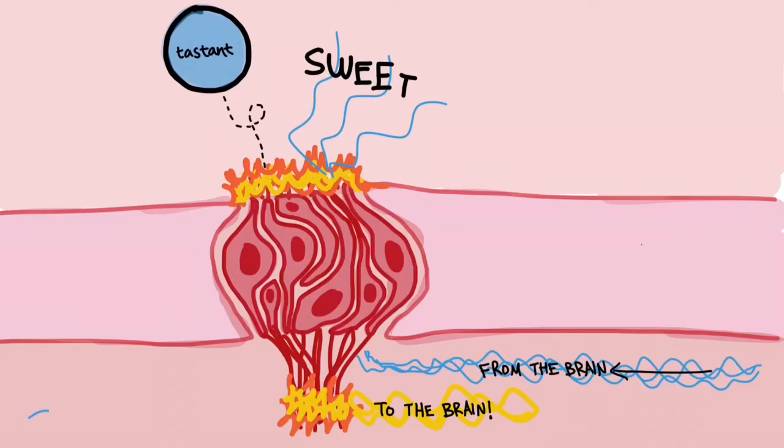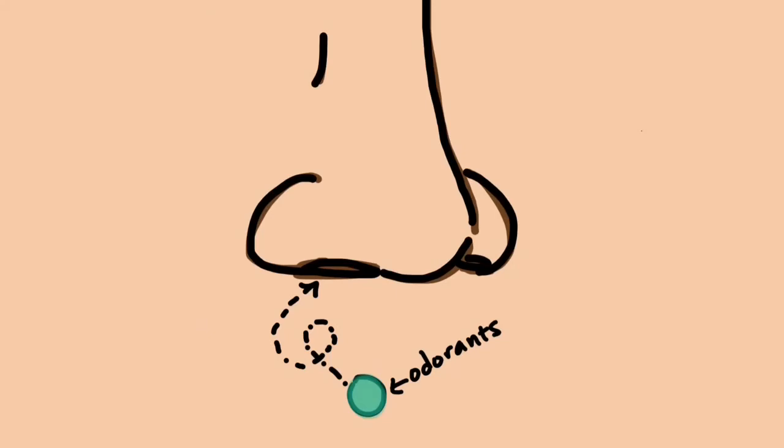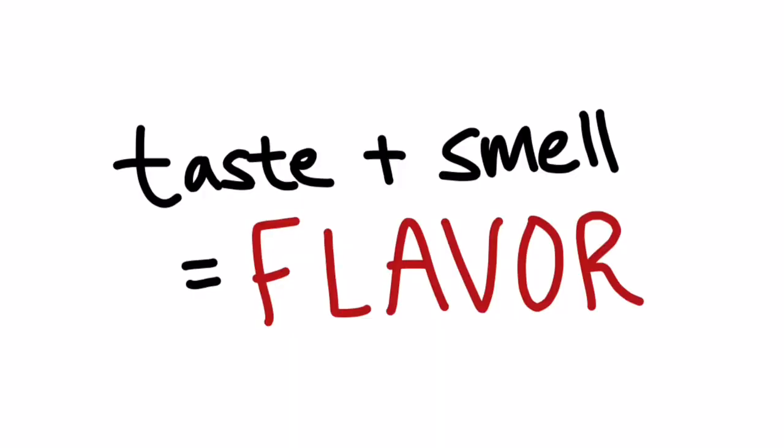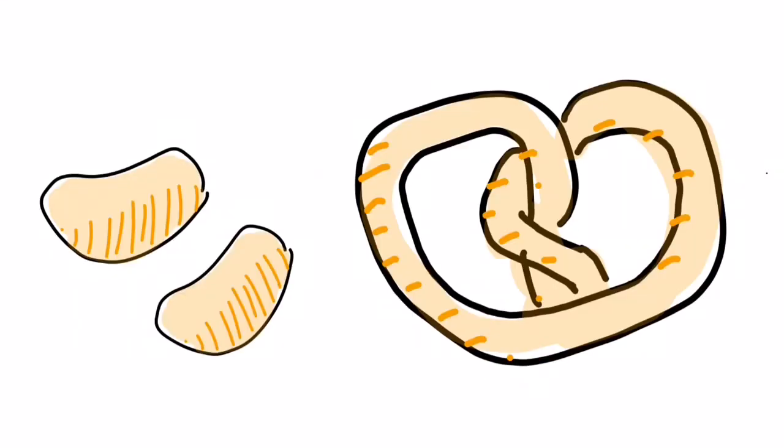However, your tongue is not the only body part that affects your sense of taste. Your nose plays a part as well. Volatile chemicals called odorants can land on olfactory receptors in your nose, influencing your ability to sense flavor, which is the combination of taste and smell that allows you to distinguish the difference between two sweet foods such as watermelon and jelly beans, or two salty foods such as potato chips and pretzels.